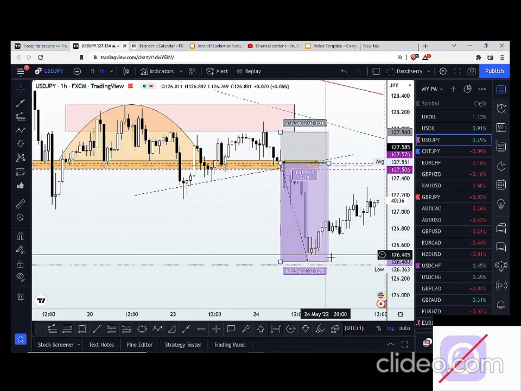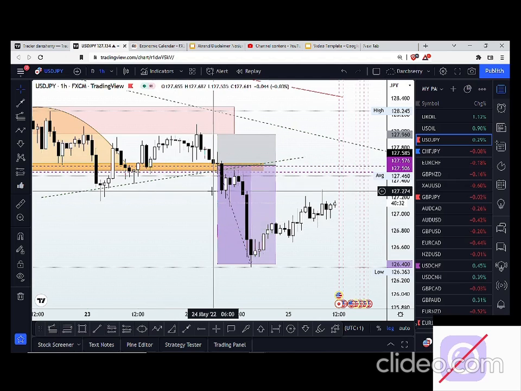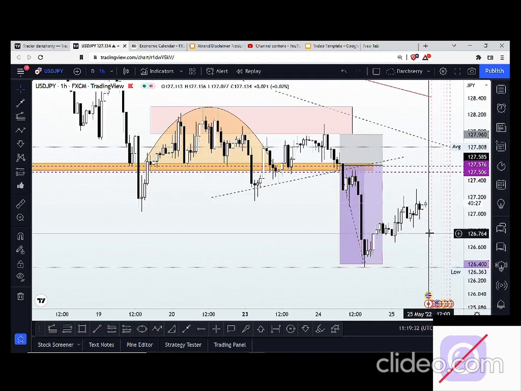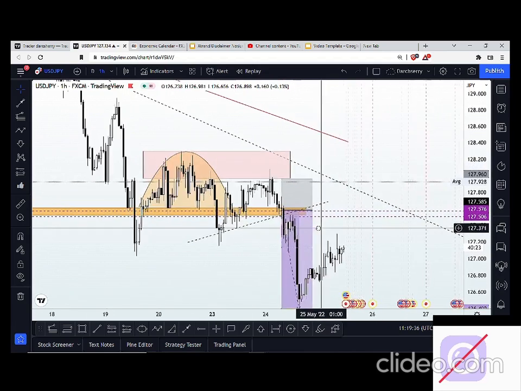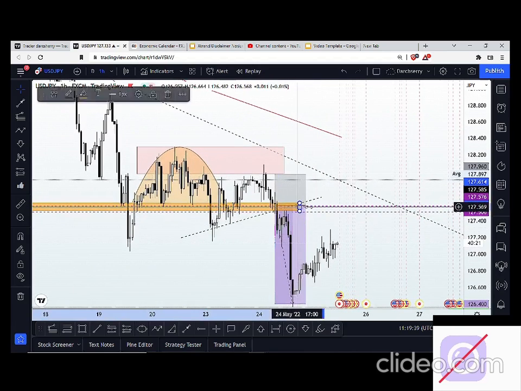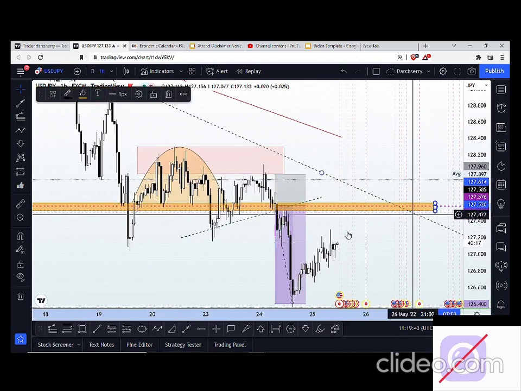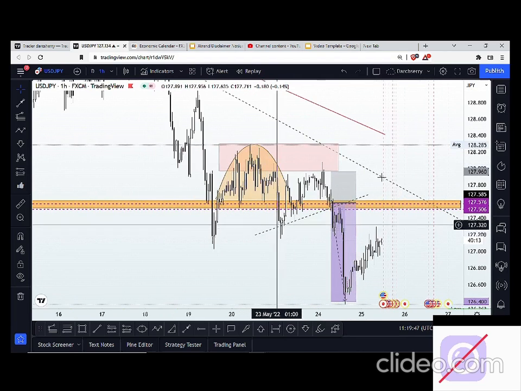It was a very swift and very sharp move to the downside. So now that we have this scenario, what are our expectations on this one at this point in time? Well, our key level here at 127.600 still holds. As we can see, price has been respecting that line for some time.